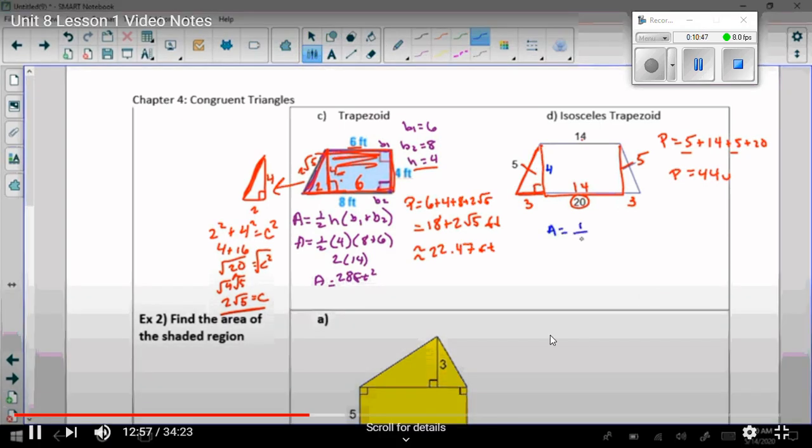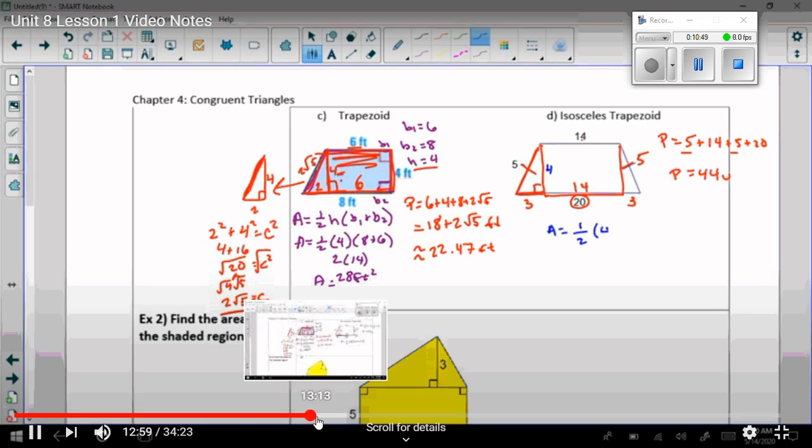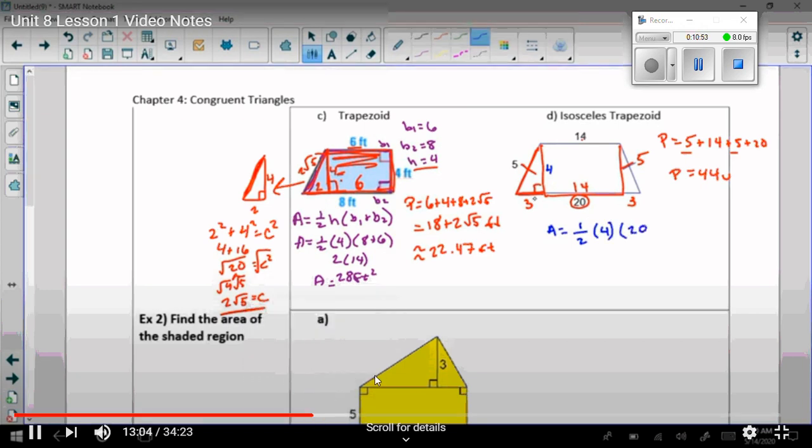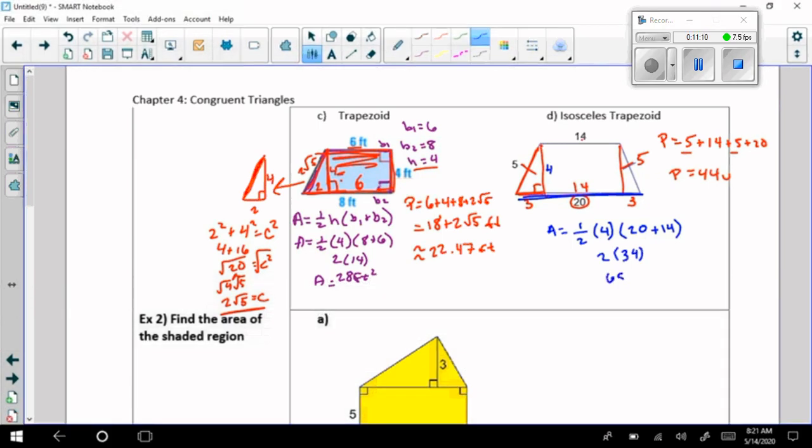Okay, so then we can plug everything into your area formula. 4 is the height, 20 is the base, and 14 is the base. We will not use the 5 in our area formula. We used it in perimeter, and we used it to help us find height. That's all we use it for. So 2 times 34 is 68, and that is units squared.